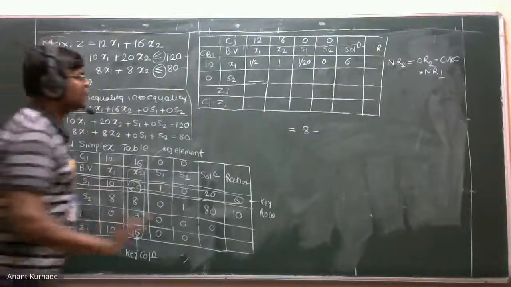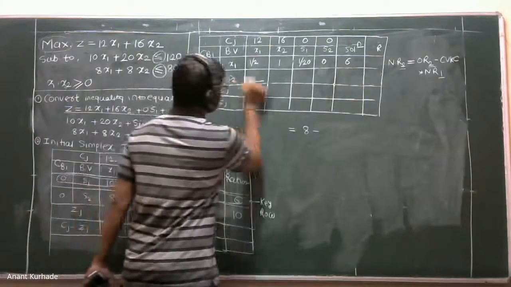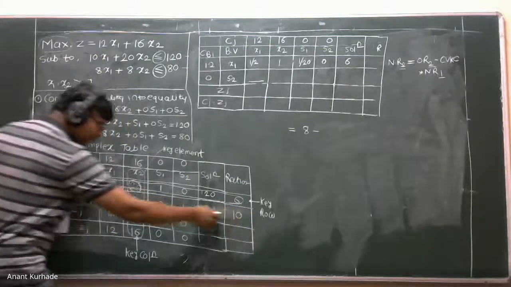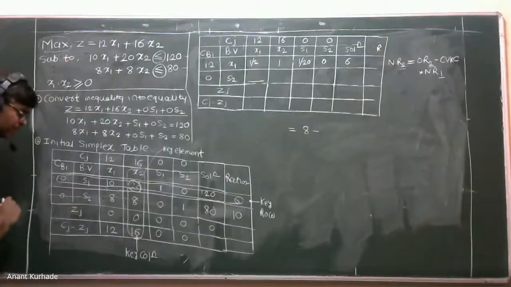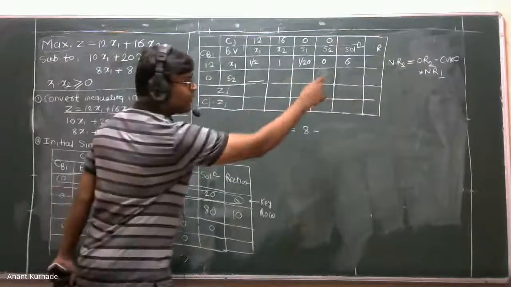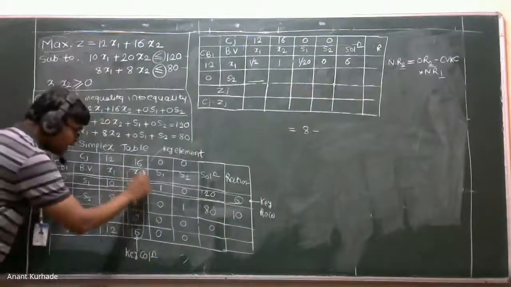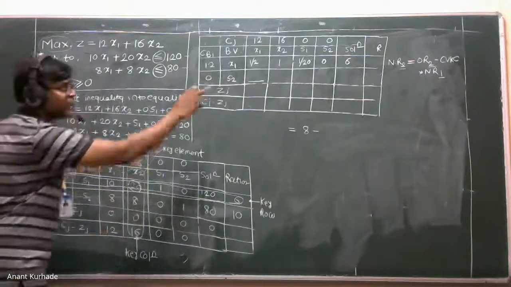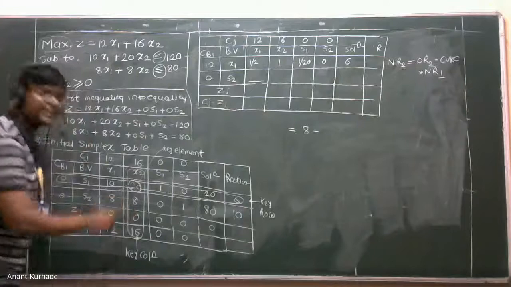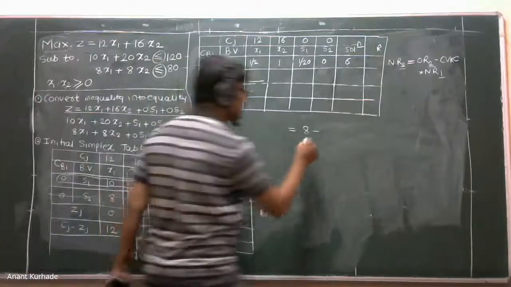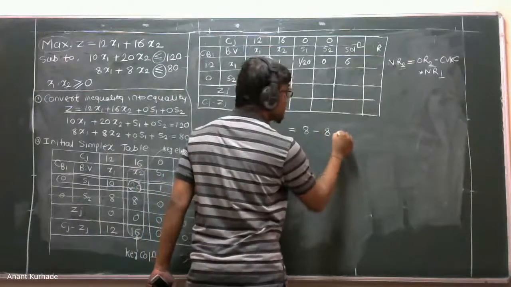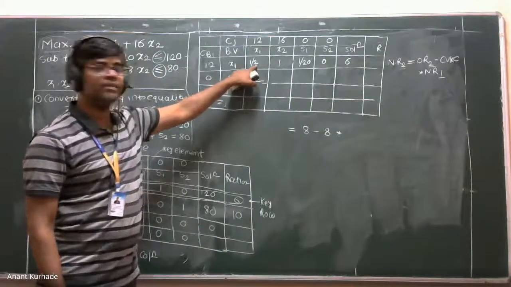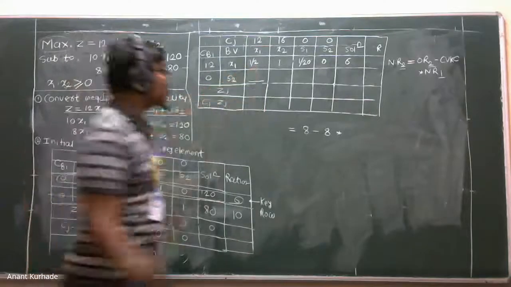Now simple. We are writing the values for row number 2, so we have to deal with old values from row number 2. And what is the corresponding value of key column? This is our key column, and this is the second row. The corresponding value of key column is 8. So 8 minus 8 into new value of R1. What is the new value of R1? Yes, it is 1 upon 2.